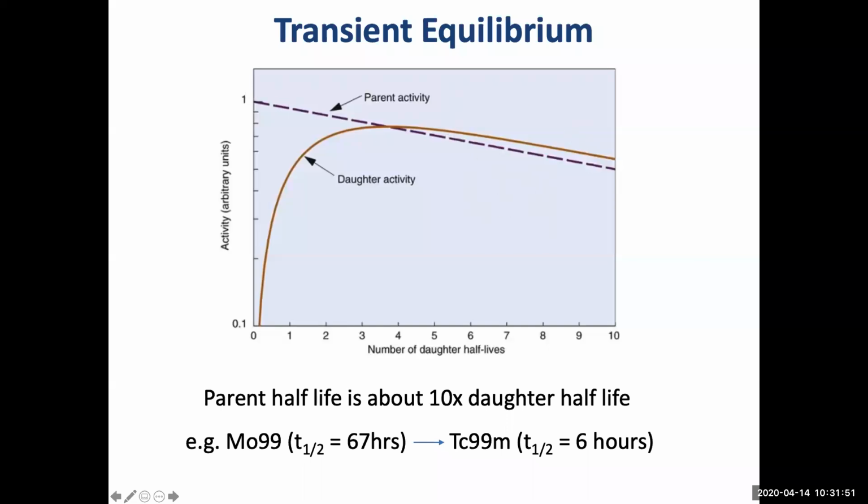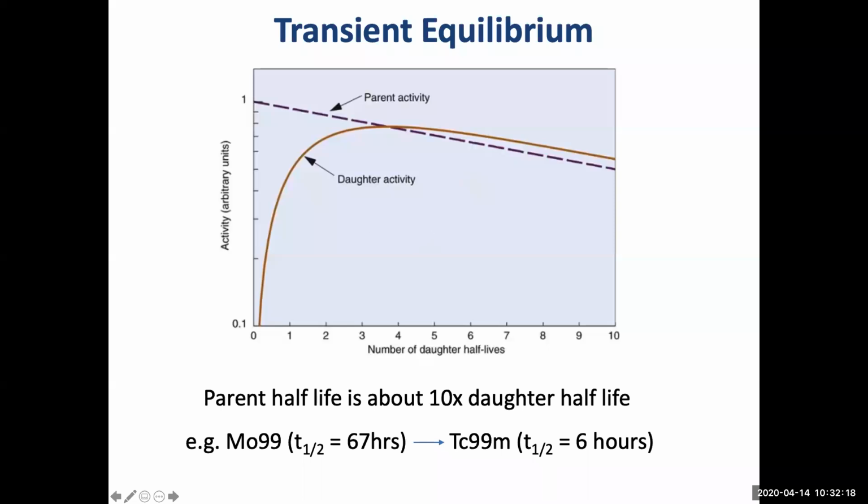Again, the parent decays and the daughter builds up, because when the parent is decaying, it is creating the daughter. Parent decaying, the daughter builds up, and we reach the point where the activity of the daughter and parent decay together with the same rate, same ratio, without any change. We say they are in secular equilibrium.